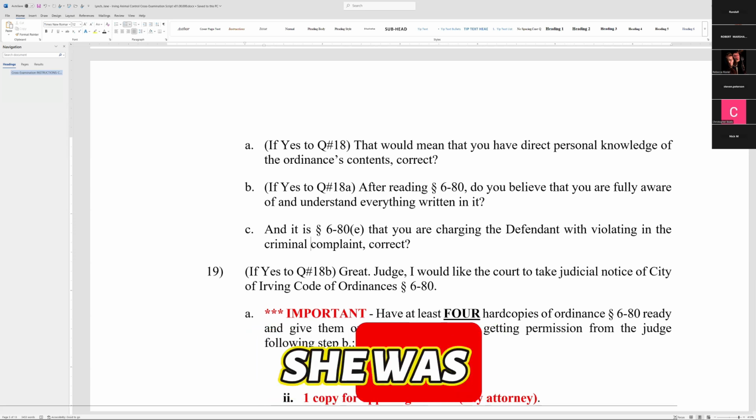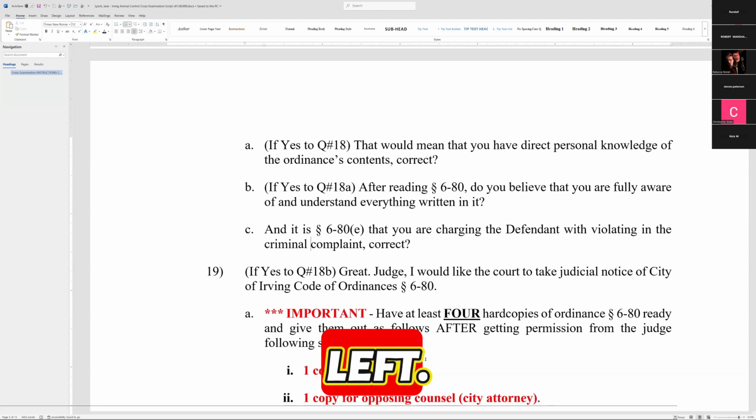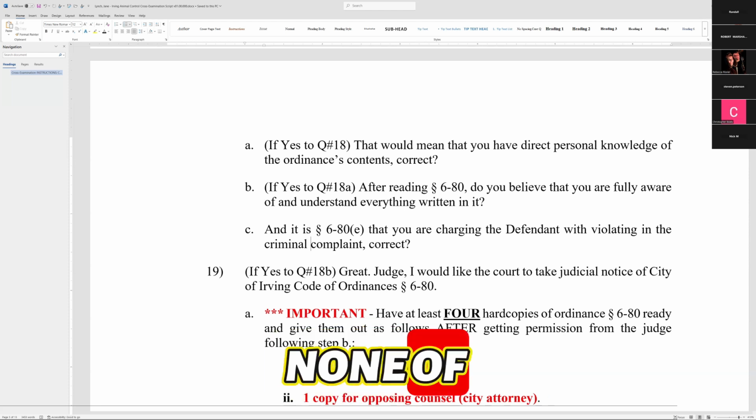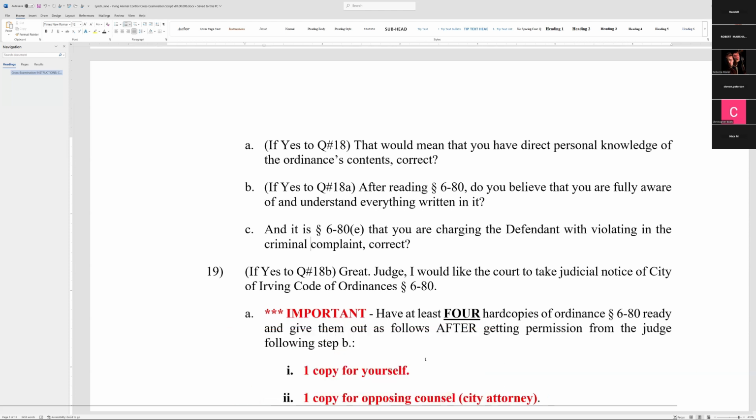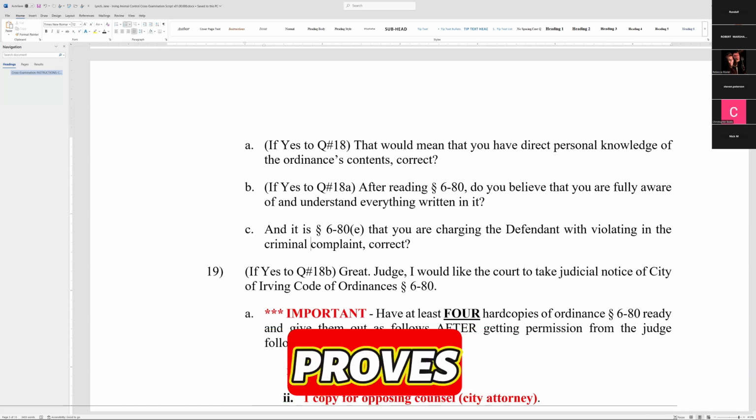the neighbor, she was never ever there until she came in. They swore in just like the officer, and then they left. And I think none of them heard the reading of the complaint. You think, but you don't know. Well, I have to go back and listen to it. I don't remember, but I know. Again, that just proves my point.